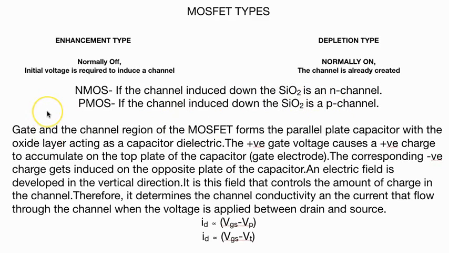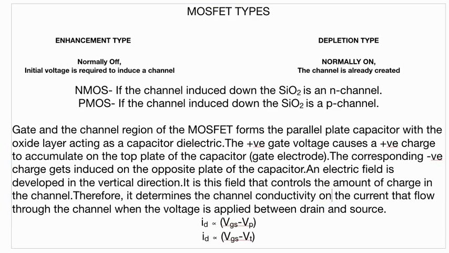The gate and the channel region of the MOSFET form a parallel plate capacitor with the oxide layer acting as the capacitor dielectric. The positive gate voltage causes a positive charge to accumulate on the top plate of the capacitor. The negative charge gets induced on the opposite plate of the capacitor. An electric field is developed in the vertical direction, and it is this field that controls the amount of charge in the channel. Therefore, it determines the channel conductivity and the current that flows through the channel when the voltage is applied between drain and source.